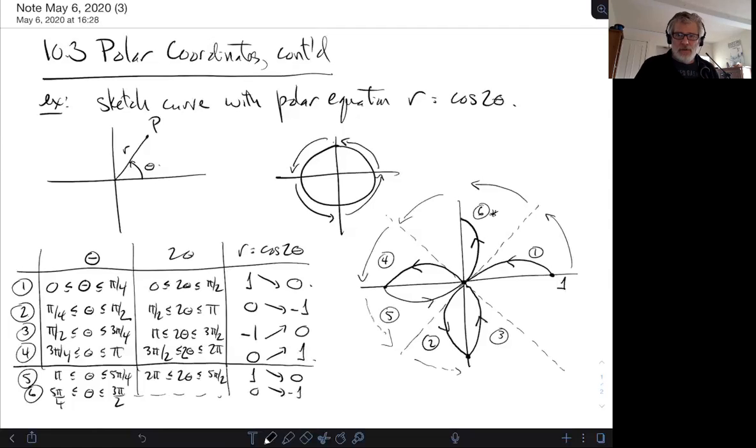And if you've been following this, hopefully you can probably finish it. So the seventh part will be over here, and the eighth part will be over here. Like that. So that's the curve we get in the end. Okay, it's called the four-leaved rose.